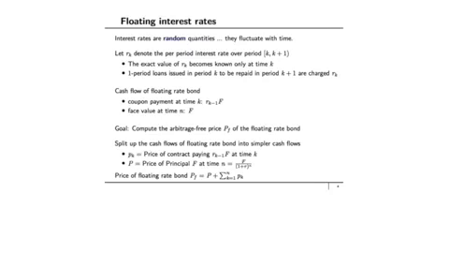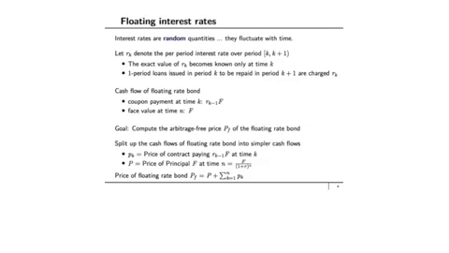So what are floating rate bonds? These are bonds whose coupon rate is equal to the floating interest rates. What are floating interest rates? Floating refers to the fact that interest rates are random quantities. They fluctuate over time. Let R_k denote the per period interest rate over the period k to k plus 1. This quantity R_k becomes known only at time k. Before time k, this quantity R_k is a random quantity.